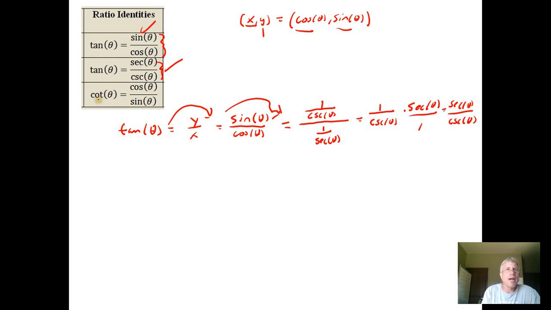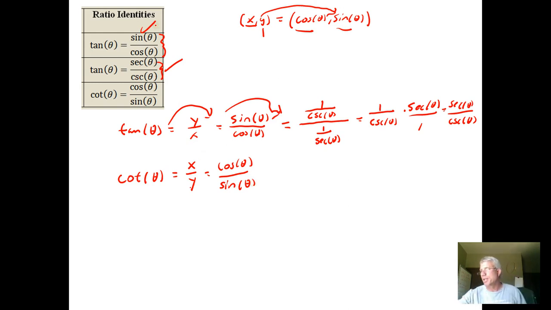And then the final one here says that the cotangent of theta is equal to cosine over sine, but that's easy to establish because we know that if the tangent is y over x, the cotangent is x over y, and we know that on the unit circle x is the cosine, and y is the sine of theta. So that establishes the ratio identities.